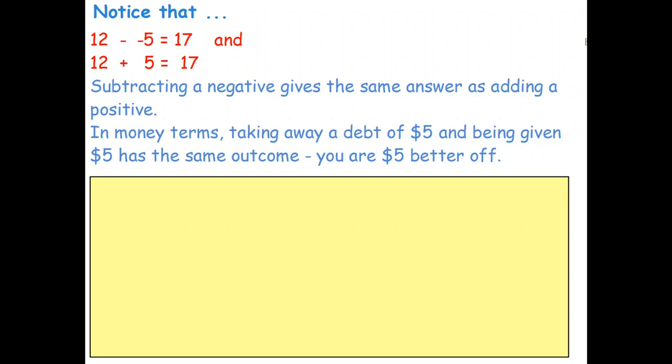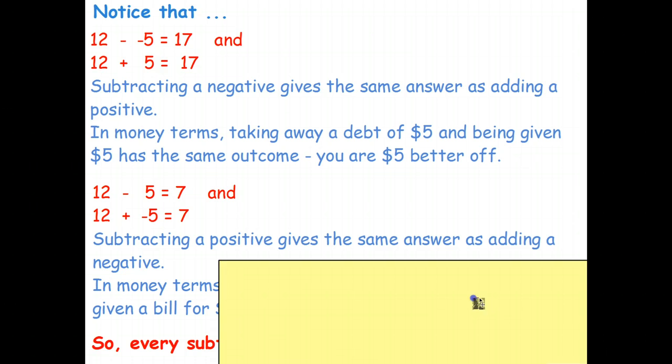Okay, now one thing you want to notice from things we have just done is 12 take negative 5 gives 17, because taking away a debt is the same as getting $5, and 12 plus 5 is 17. So anytime you're subtracting a negative, you can think of it as being the same as adding the positive. In money terms, taking away a debt of $5 and being given $5 has the same outcome. You're going to be $5 better off.